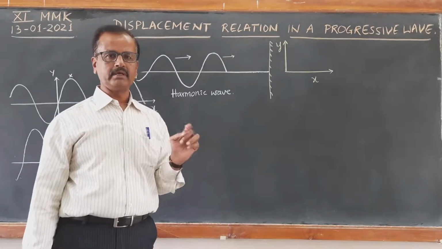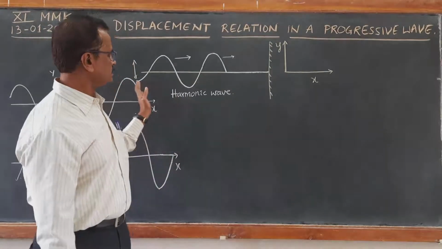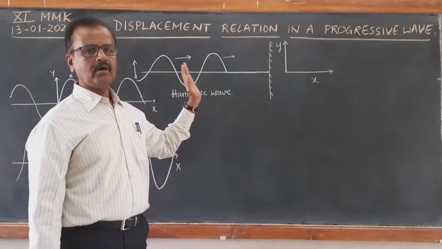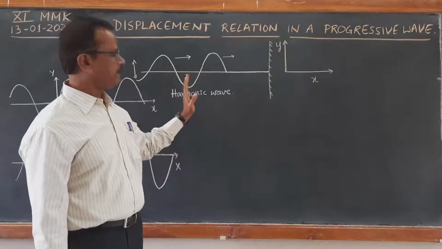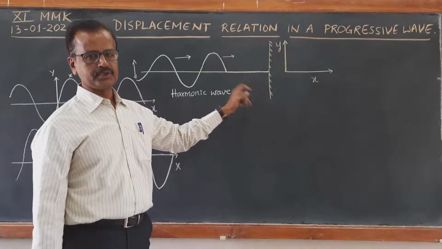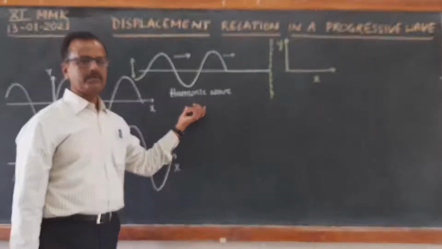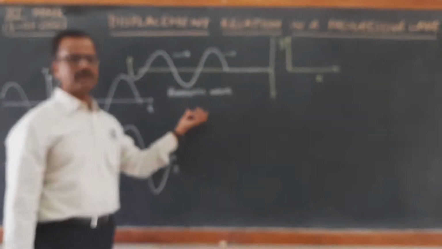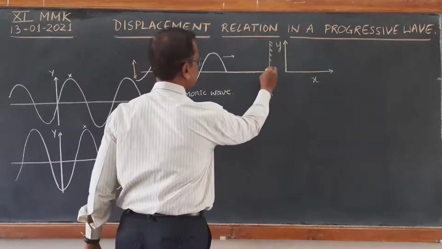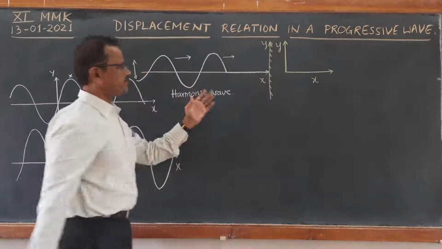In the previous topic we learned about a single particle oscillating simple harmonically. Here the entire constituents of the medium are oscillating simple harmonically with respect to time and with respect to the position. With respect to position as well as with respect to time. So that constitutes a harmonic wave. So we need to write an equation for a harmonic wave, which is a function of the space variable, that is x, and a function of the time variable, that is t.